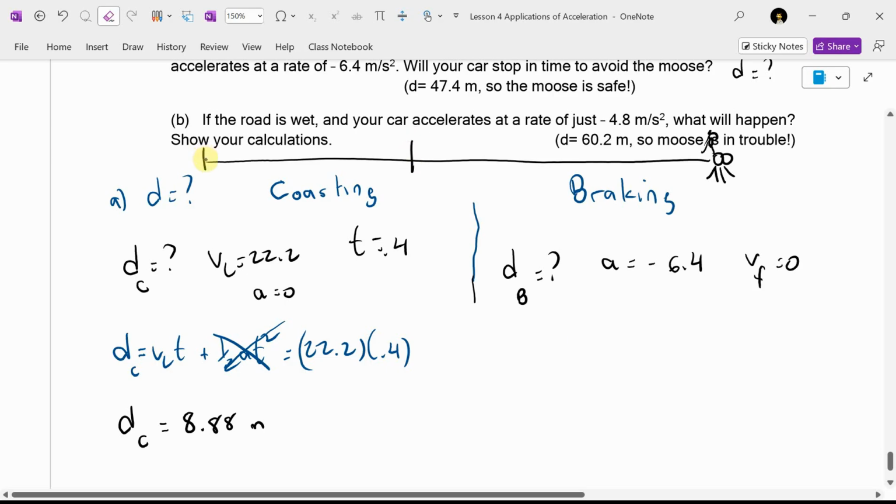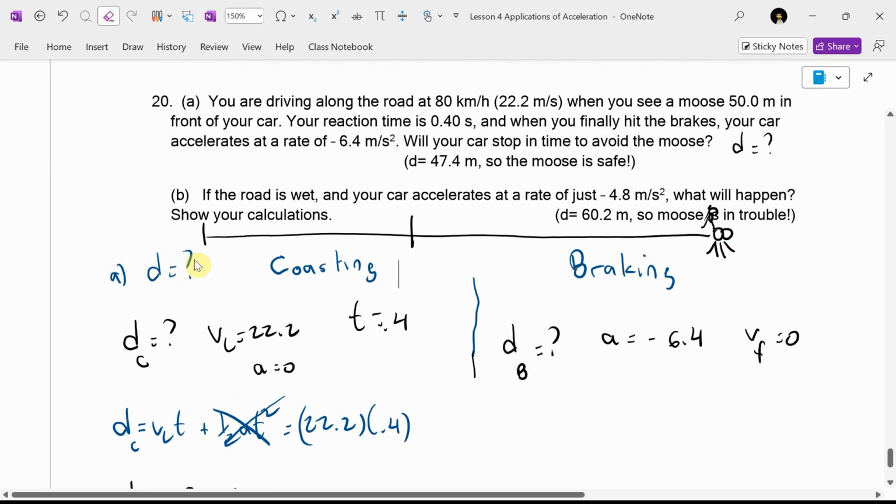How fast was I going exactly right at the beginning of this question? Anyone, how fast am I going at the beginning of this question? Oh, I got to scroll up a little bit. How fast am I going right here? Because I haven't hit the brakes yet. Still. How about right here? How fast am I going right when I hit the brakes? What's my initial velocity right when I hit the brake?